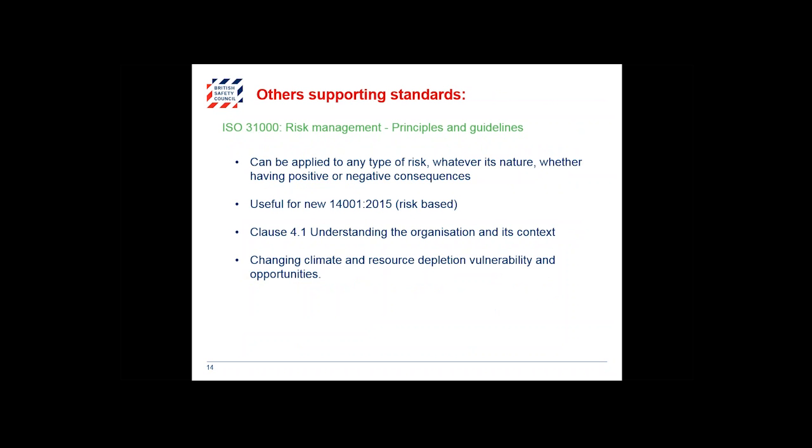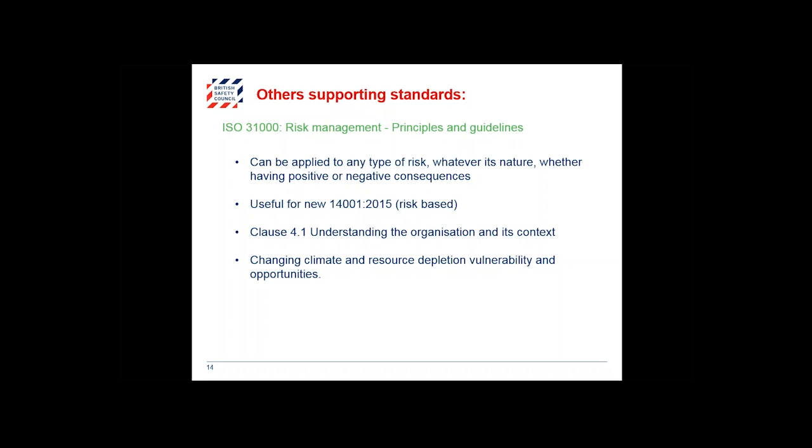Okay, so let's have a look at some other supporting standards very quickly that I think you should be pointed towards. ISO 31000 is the risk management standard and guidance. It's not just environment, it's all sorts of risk for the business, and it can be applied to any type of risk. So in the context of what we want, it's environment, it could be health and safety, it could be finance, it could be all sorts of business risks, positive and negative. I think that's the thing.